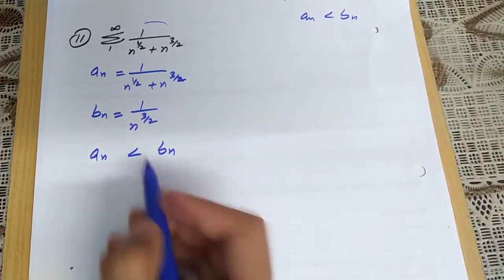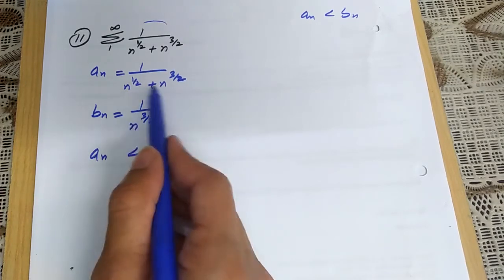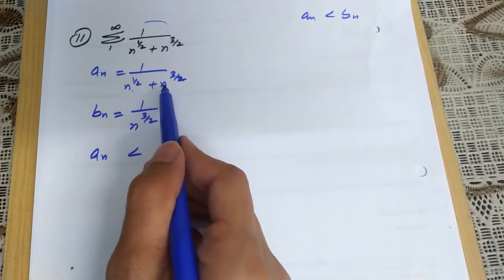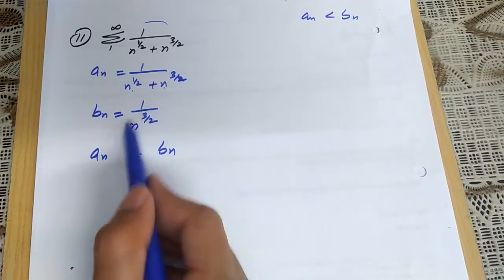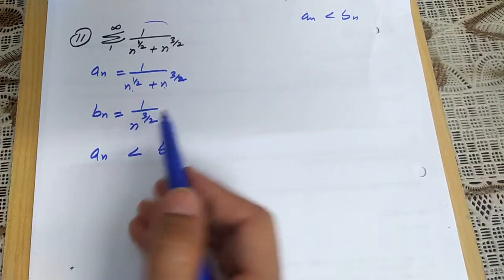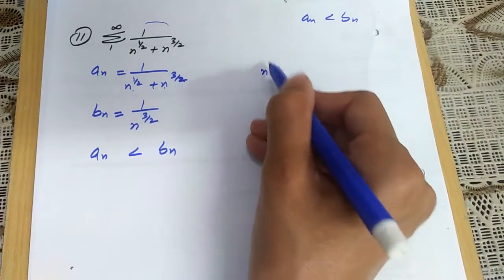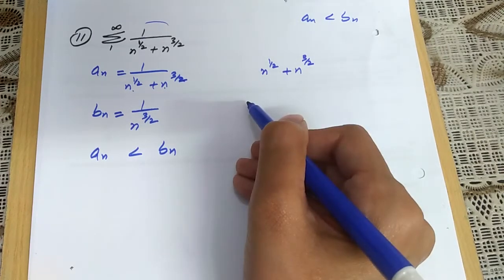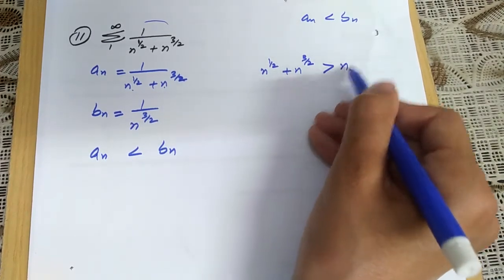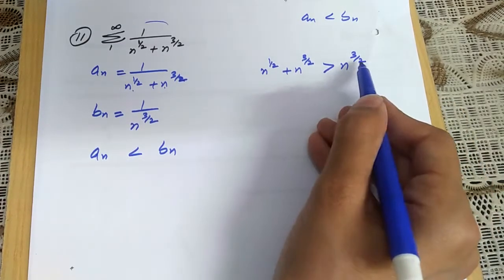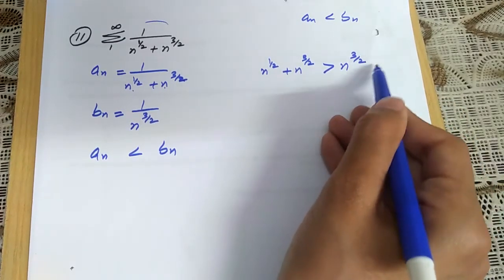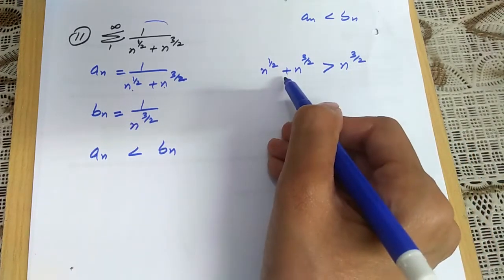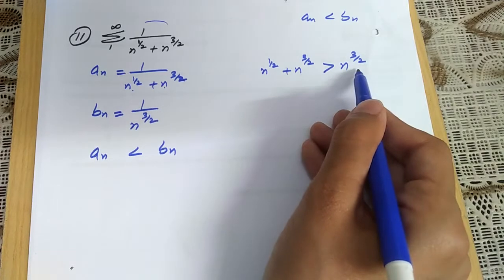You can observe it because here in the denominator you have two terms that are adding up, and you know that the addition of two terms will be greater than this single term. Or you can say that n raised to power 1 over 2 plus n raised to power 3 by 2 is greater than n raised to power 3 by 2 because I have just taken one term out of it. It is one term less than this side. So this side is greater than this one.